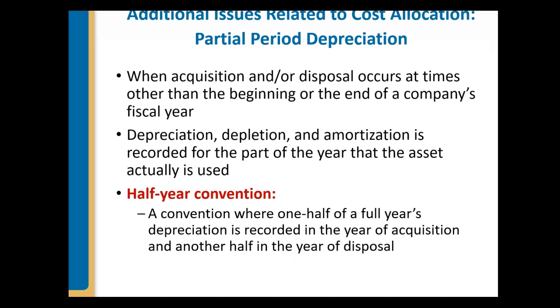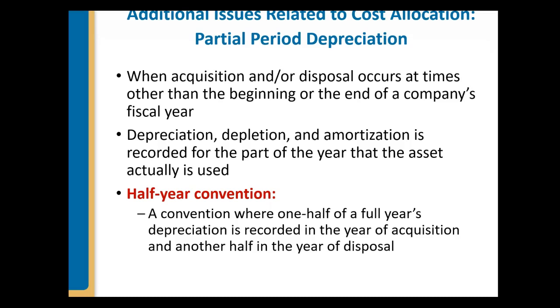Only in textbooks are property, plant, equipment, and intangible assets purchased and disposed of at the very beginning or very end of a company's fiscal year. When acquisition and disposal occur at other times, a company theoretically has to determine how much depreciation, depletion, and amortization to record for the part of the year that each asset actually is used.